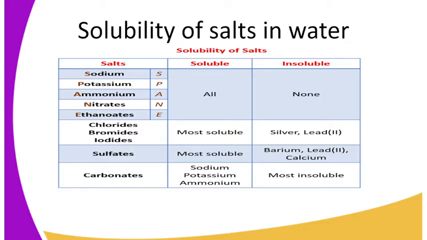As you can see, all the salts of sodium, potassium, and ammonium, and all nitrates and ethanoates, are soluble. All of them are soluble and none is insoluble. But in chlorides, most of them are soluble except silver and lead(II) chloride.